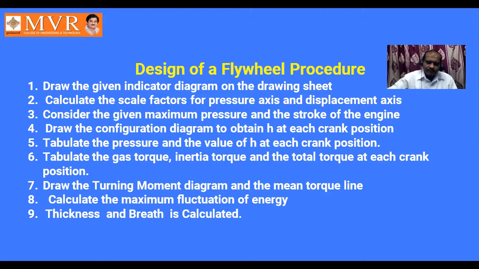For a particular degree of rotation of the crank, calculate the scale factors for the pressure axis and displacement axis. Consider the given maximum pressure and the stroke of the engine. Pressure axis means, if you take an IC engine with high pressure, the crank is going to be rotated and the displacement will be of the piston. So torque is related to displacement and rotation of the angle, with the pressure axis.